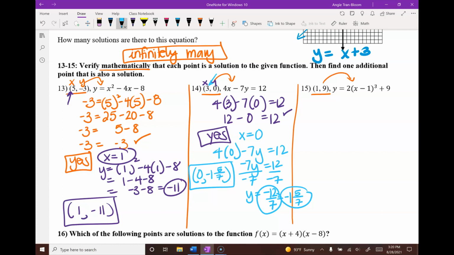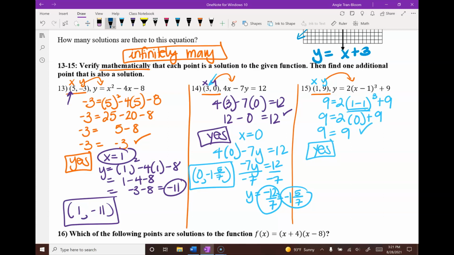Okay, guys. 15. Let's see if 1 comma 9 is the answer for y equals 2 times the quantity of x minus 1 to the third power plus 9. So x is 1 and y is 9. 1 minus 1 to the third plus 9. Remember, PEMDAS says to do the parentheses first. So 1 minus 1 is 0. 0 to the third is 0. 2 times 0 is 0. And 0 plus 9 is 9. So 9 equals 9. So that's a yes.